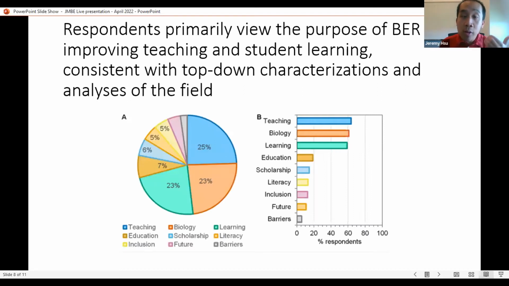And so here we see another piece of data. I'm going to draw your attention here to the right-hand side. We see that, again, most respondents mentioned teaching, learning, and biology as the most common themes for the purpose or goal of BER.